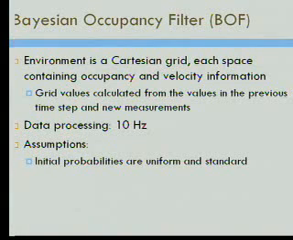The second method, the Bayesian occupancy filter, also turns the environment into a Cartesian grid. Each space contains occupancy and velocity probabilities and calculates object velocities using both a history step and a prediction step. Initially, grid probabilities are standard and uniform. Data in this method can be processed at up to 10 Hertz.